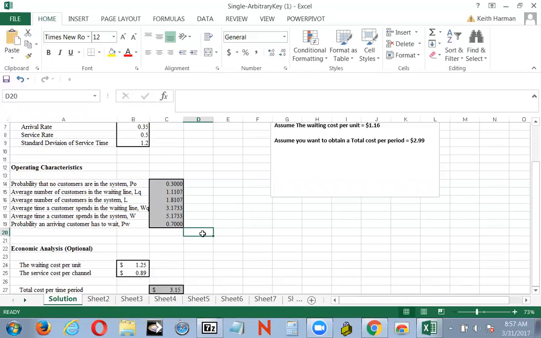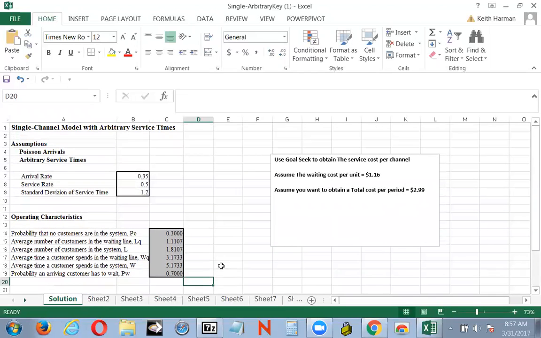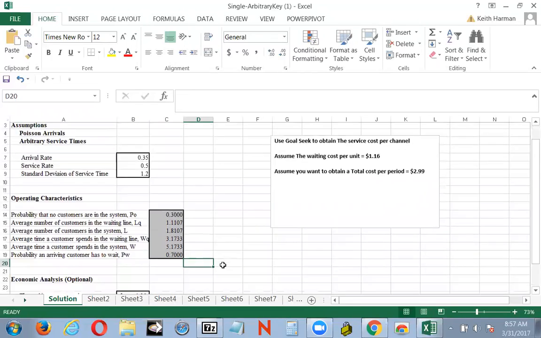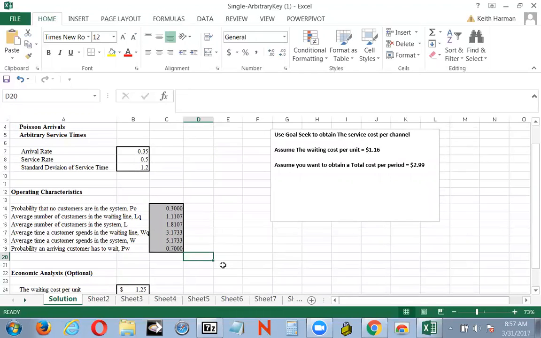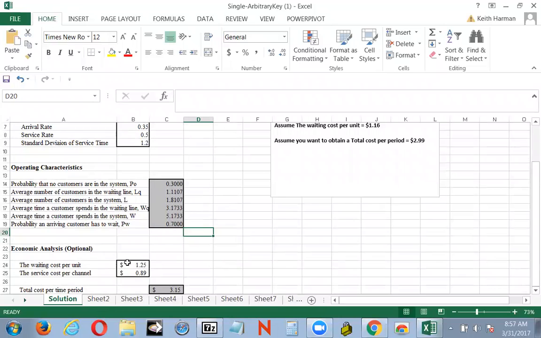Instead of that, I'm going to put in $1.25, and we'll notice what the total cost per time period becomes. Then we'll see what we do with the service costs per channel. We're assuming the waiting line, and we want to obtain a total cost per period of $2.99. So we're going to use Goal Seek to obtain the service cost per channel, and we're going to assume the waiting cost per unit is $1.16. Okay, so I'll put this right here.